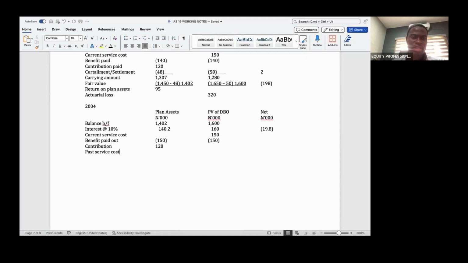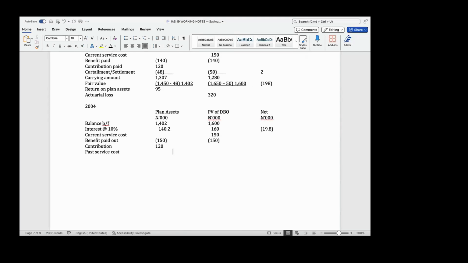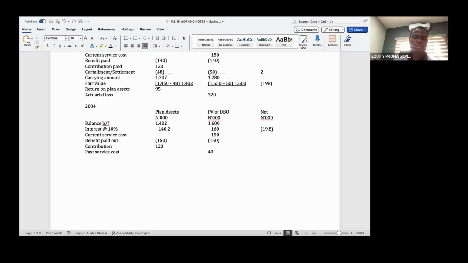So where does this past service cost go to? Plan assets or obligation? Obligation. Thank you. 40 obligation. So we're done. So let's get our carrying amount. So how much is our carrying amount? Who gives us the figure?